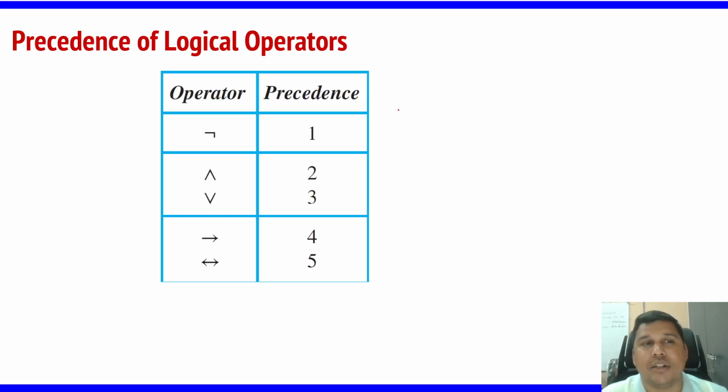The next topic is precedence of logical operators. We have studied 5 different operators: negation, conjunction, disjunction, implication, and bi-implication. Among them, there is some priority, like in programming, where you might have studied operator precedence: which operator will execute first when you have a very lengthy mathematical equation. In the same way, when you have these 5 logical operators, this is the ranking.